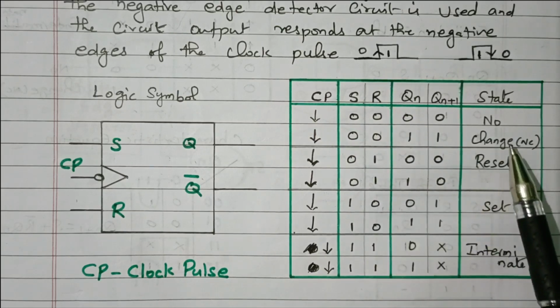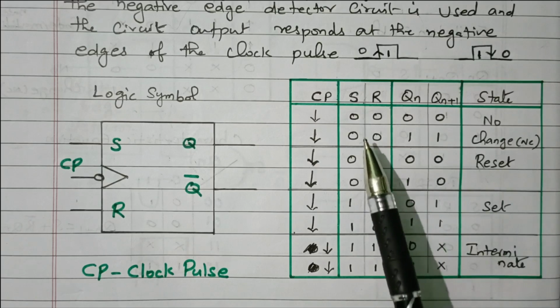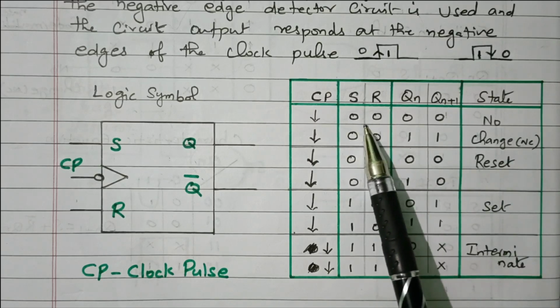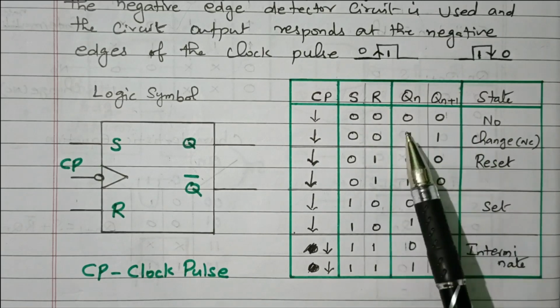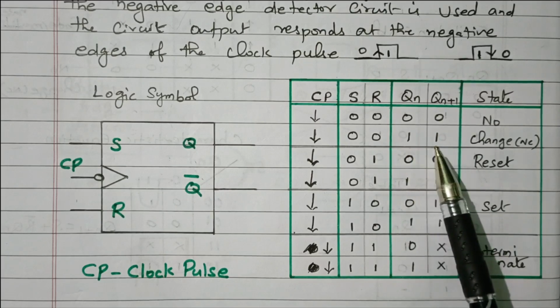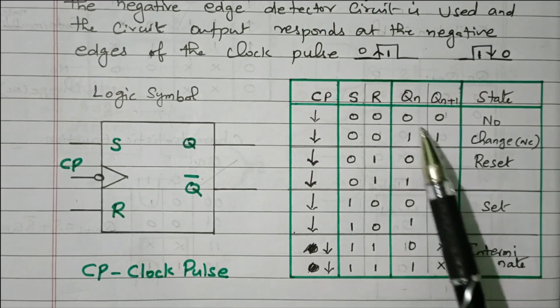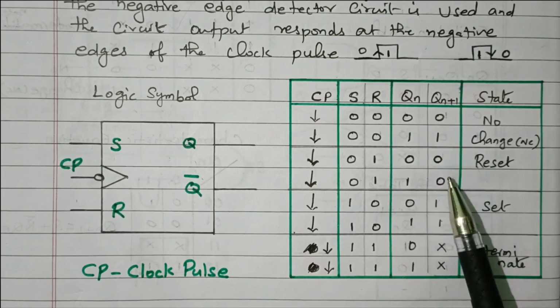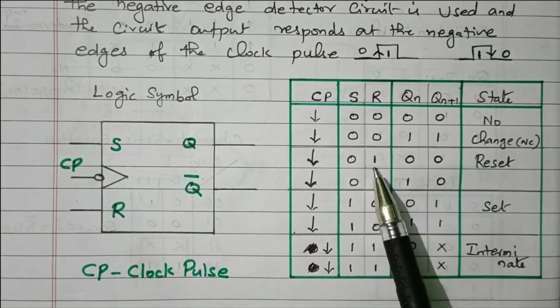Now we'll see the output. What is the next state? If S is 0 and R is also 0, both are 0, it means no change. Present state 0 means next state also 0. Present state 1 means next state also 1. There is no change. Whatever the present state is, the same thing will be reflected as the next state.